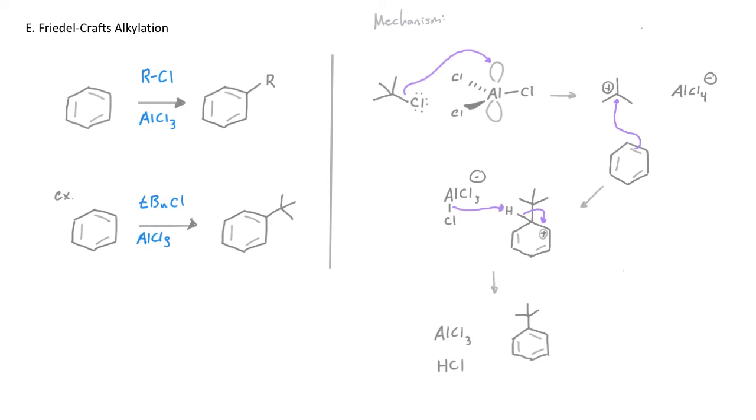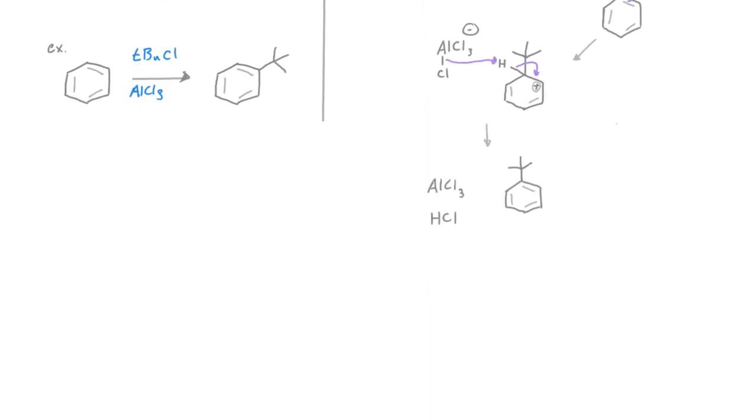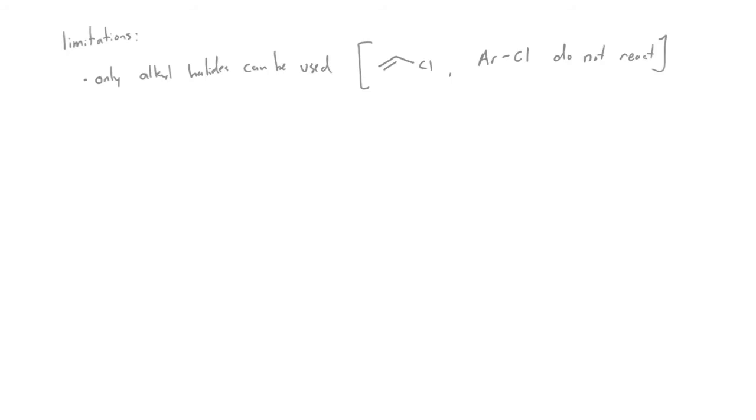So at first glance, this looks like a very powerful method for making carbon-carbon bonds at aromatic rings. However, there are some important limitations of the Friedel-Crafts alkylation that you should be aware of. Let's take a look at a few of those limitations below. One of the first limitations is in terms of scope. It turns out that only alkyl halides can be used successfully in Friedel-Crafts alkylations.